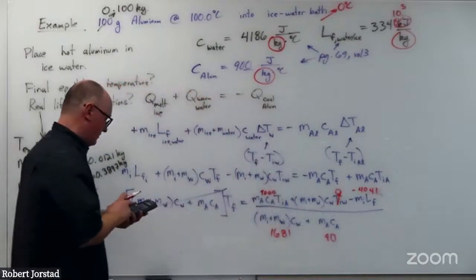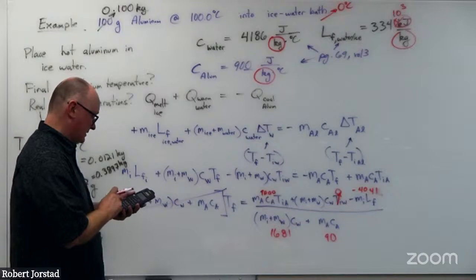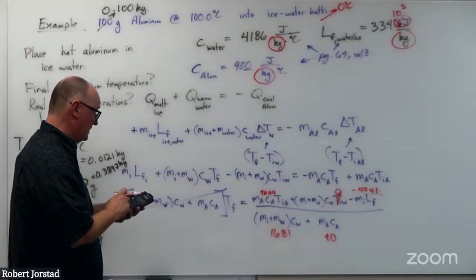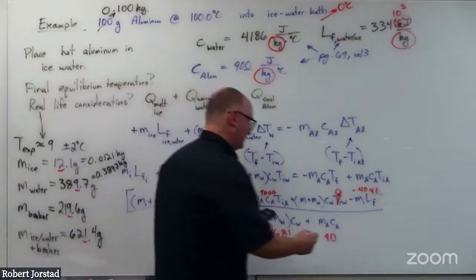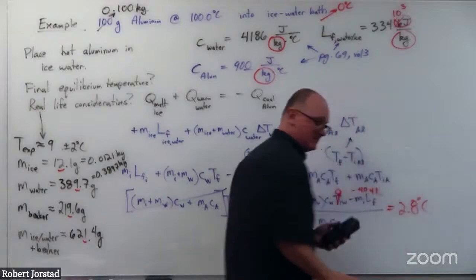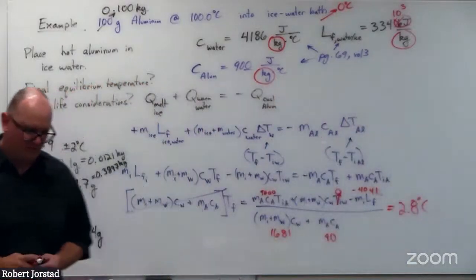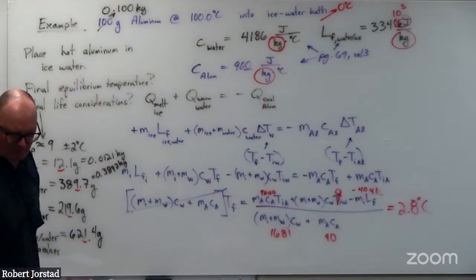All right, so now when I do this, I get 9,000 minus 4,041. And I gotta divide that all by 1681 plus 90. 2.8 degrees Celsius. Notice this is way off from what we observed. We observed about 9 degrees, not plus or minus 2. What are some reasons these never quite match up?